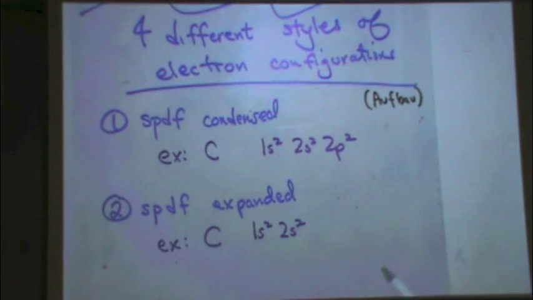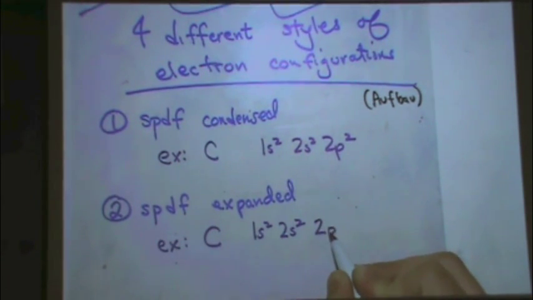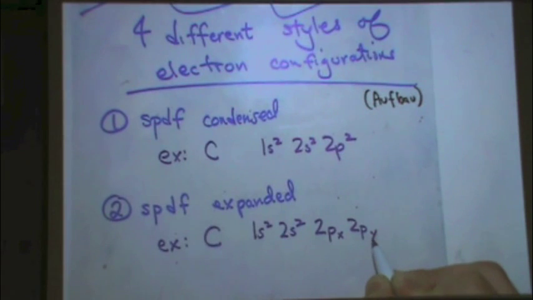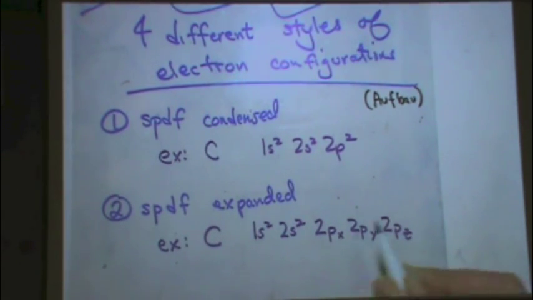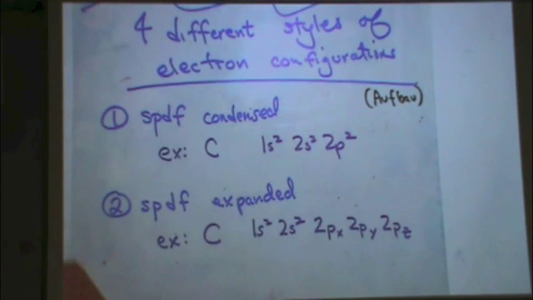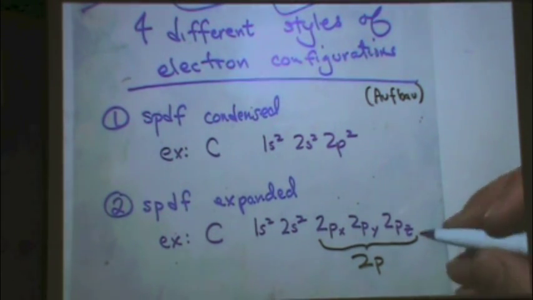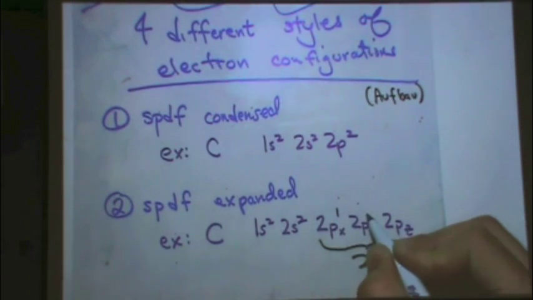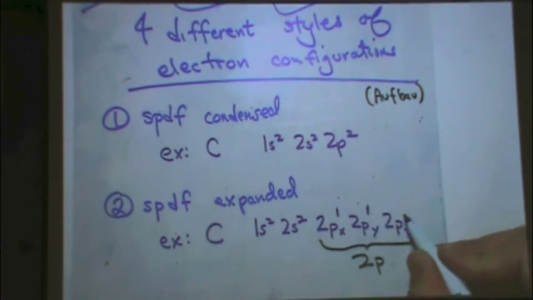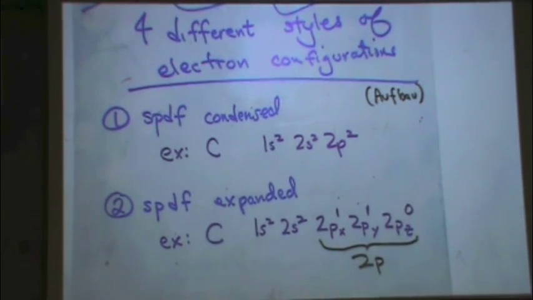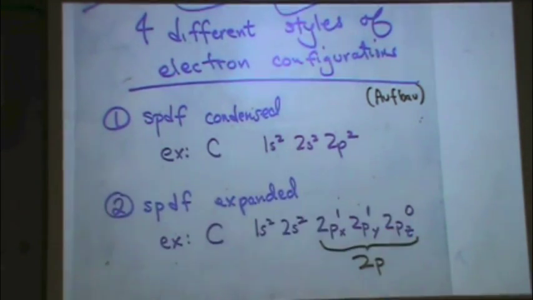So what you can do instead is to write these separately. 2px, 2py, and 2pz. So instead of writing 2p by itself, you're writing a conglomerate of 2px, 2py, and 2pz. This substitutes for the 2p. You just write them in alphabetical order, x, y, and z. And then what's going to happen is your electrons are going to fill separate ones. 2 in this case. This one will be empty.